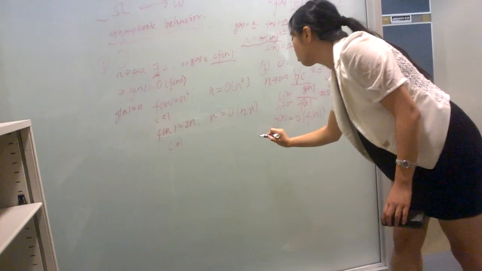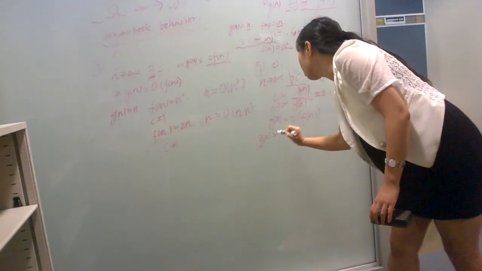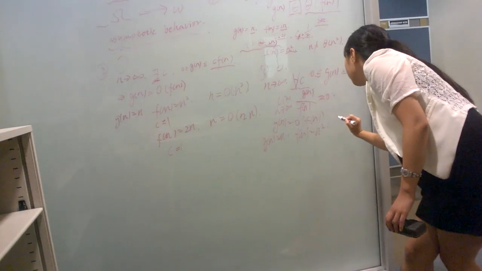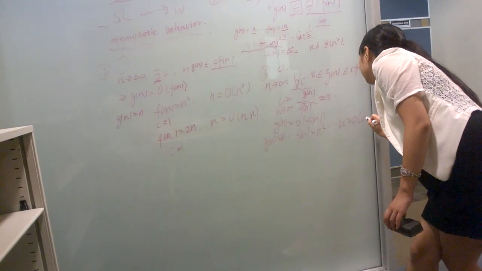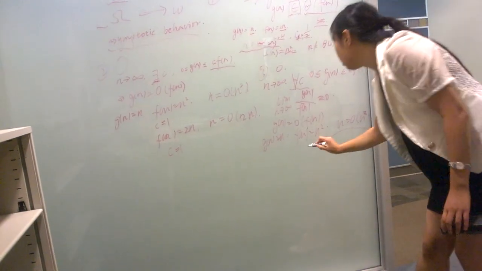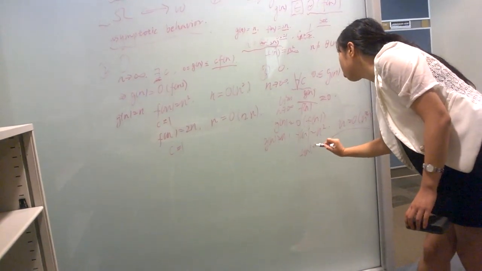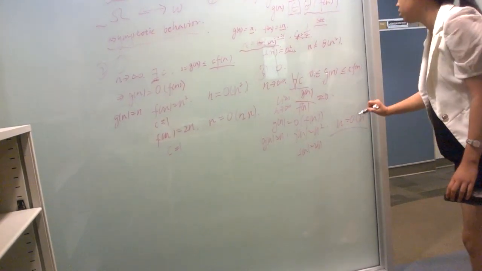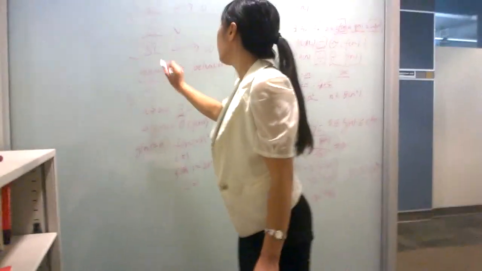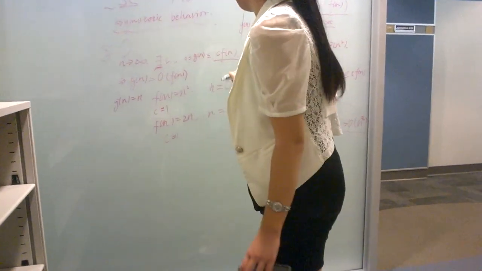So when Gn equals n and Fn equals n squared, n is small o of n squared, right? But if Fn equals 2n, it doesn't work. And a similar thing happens to omega, but this is different.